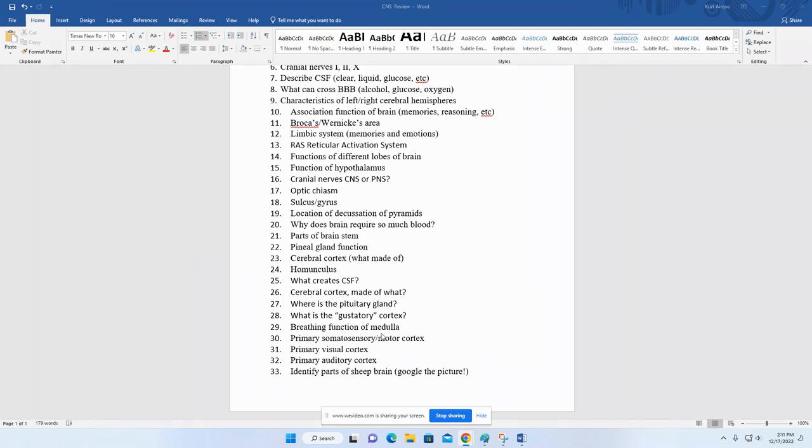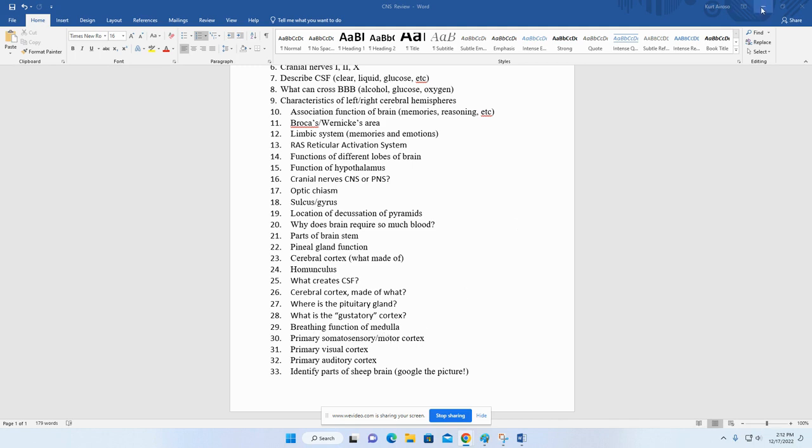All right, breathing function of the medulla. Remember, the medulla has a function of some reflexes like vomiting, swallowing, coughing, hiccup. It also controls the rhythm of your breathing, the in and the out. Remember, the pons controls the depth of the breathing, the depth of inhalation. So that's the medulla and pons.